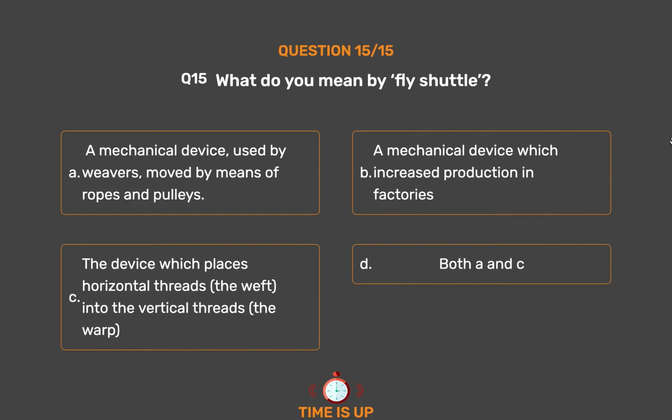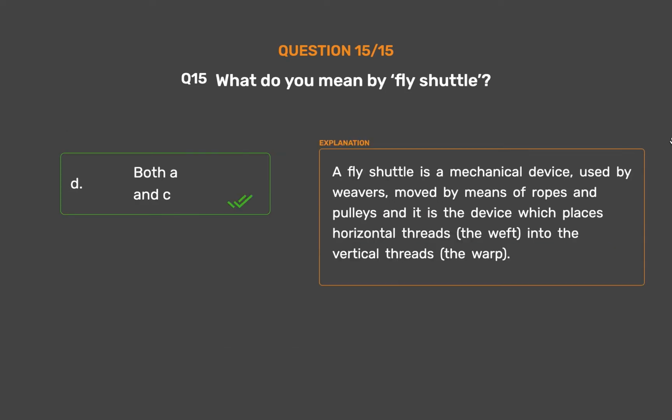The correct answer is option D, both A and C. A fly shuttle is a mechanical device used by weavers, moved by means of ropes and pulleys, and it is the device which places horizontal threads, the weft, into the vertical threads, the warp.